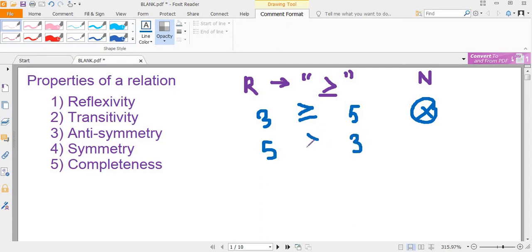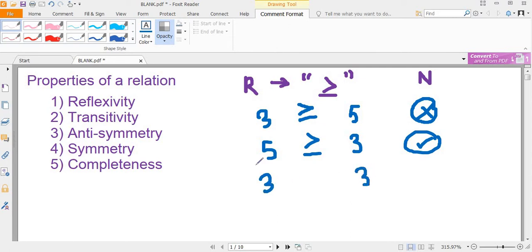But if I take the number 5 and I take the number 3, does the relationship now hold? Of course it holds. 5 is greater than 3. So if I take the number 5 before the number 3, then the relationship will hold. Note that the order is of importance here. 3 is not greater than or equal to 5, but 5 is greater than or equal to 3. So in this case, we say that the relationship holds.